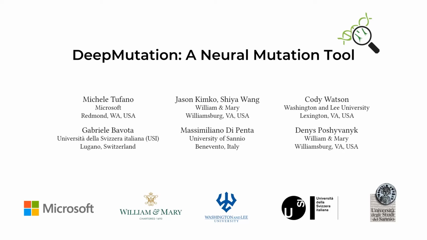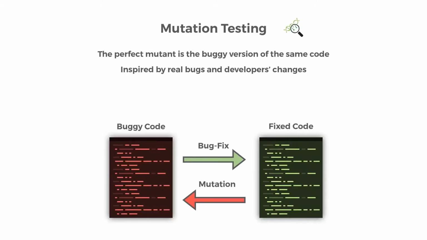Hello, my name is Cody Watson, and in this video I will be demonstrating how to use DeepMutation, a neural mutation tool. DeepMutation is based on the idea that the perfect mutant is the buggy version of some piece of code, and mutation operators should be inspired by real bugs and developers' changes.